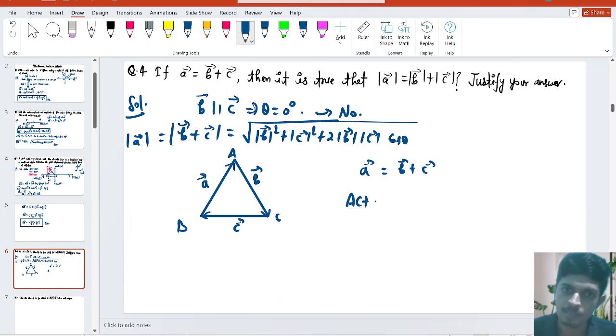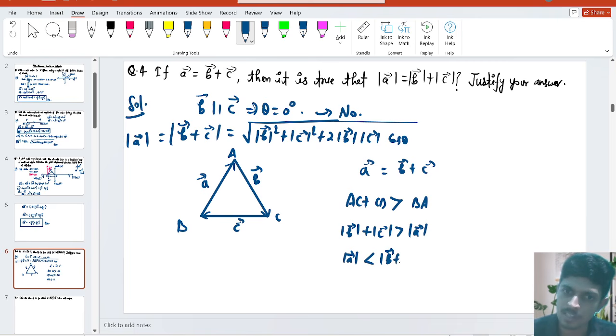So if we take AC plus CB, it is always greater than side BA. AC is simply the modulus of vector B, and CB is the modulus of vector C, and this is greater than BA, meaning the modulus of vector A. So we write that the modulus of vector A is less than the modulus of vector B plus the modulus of vector C. So in this case, we have justified it.